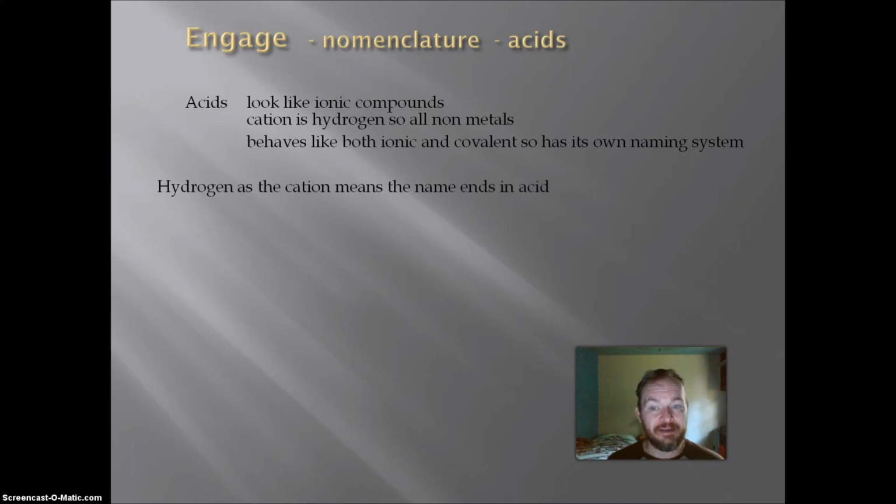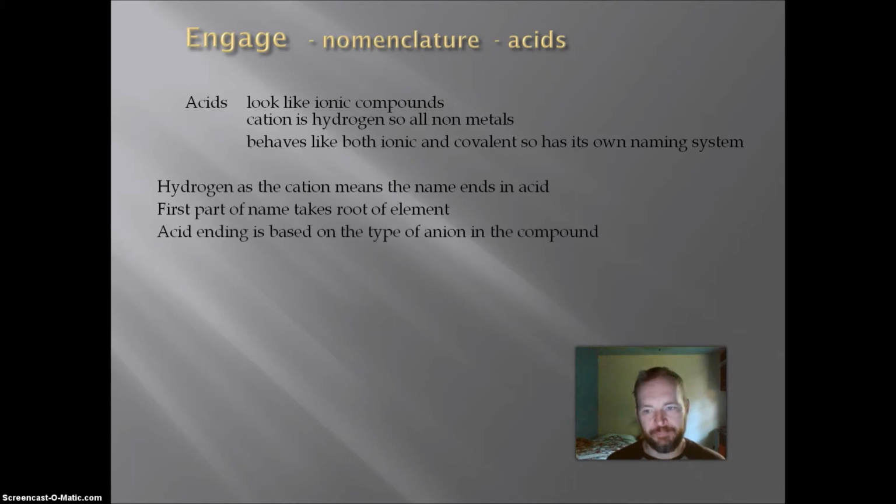Hydrogen is a cation, so if you ever see a chemical with hydrogen written first, that means the name ends in acid. The first part of the name takes the root of the element that is in it, other than hydrogen, because typically we'll have an ide, ate, or ite ending, so there's a nonmetal in there. The acid ending is based on the type of anion in the compound, and right now we know of anions that can end three different ways. They can end in ide, ite, or ate.